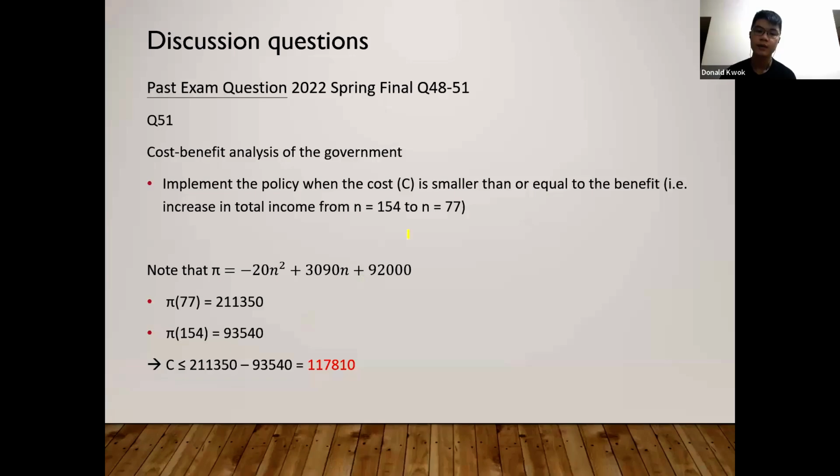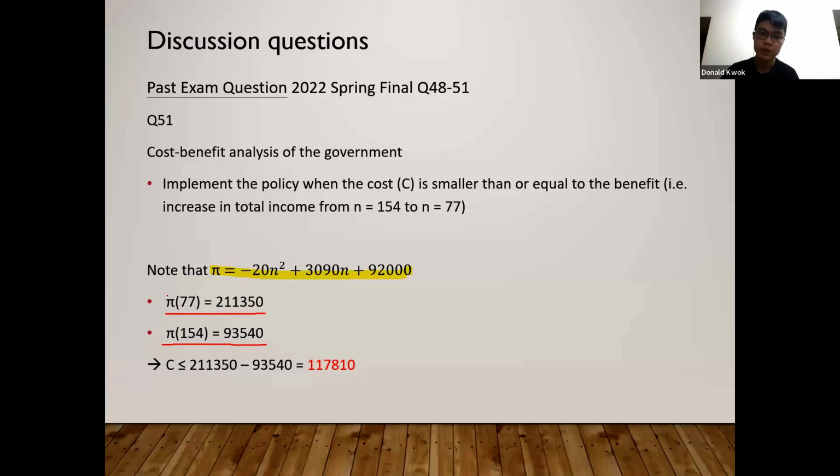Okay. How can you find the increase in total income of all villagers from the market equilibrium to the socially efficient point? Okay. So we have derived the total income function as this thing. So we just plug in the market equilibrium quantity 154 inside the total income function. Then we have the total income of all villagers at the market equilibrium. In addition, if we plug in the socially efficient quantity 77 back into the total income function, then we have the total income of all villagers at the socially efficient outcome.